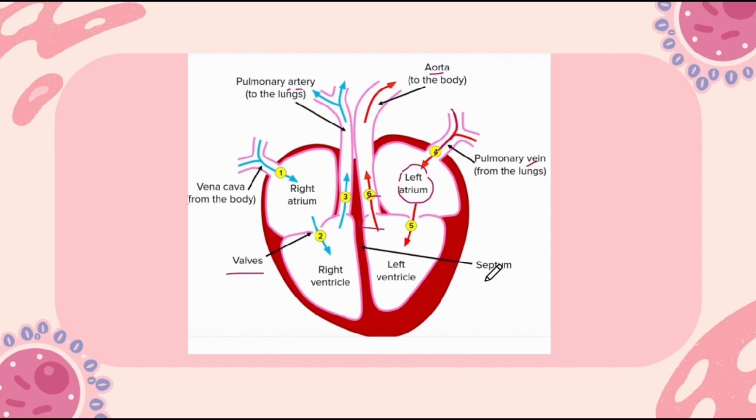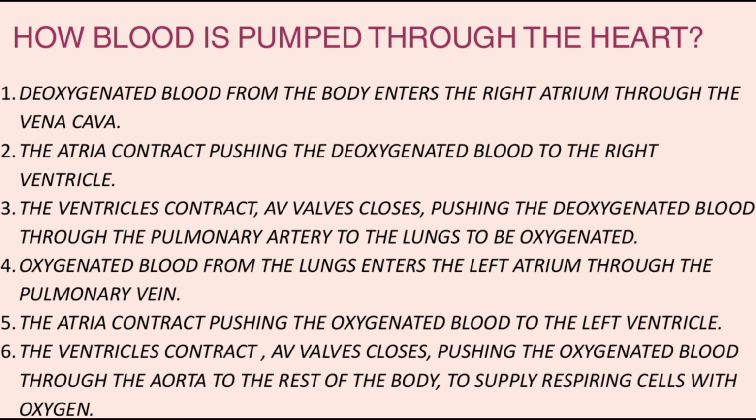There is one more part, septum. This is the septum which divides both sides of the heart. Okay, so here is a question. Here is a set answer to the question, how is blood pumped through the heart. Deoxygenated blood from the body enters the right atrium through the vena cava. The atria contract, pushing the deoxygenated blood to the right ventricle. The ventricle contracts, AV valve closes, pushing the deoxygenated blood through the pulmonary artery to the lungs to be oxygenated.